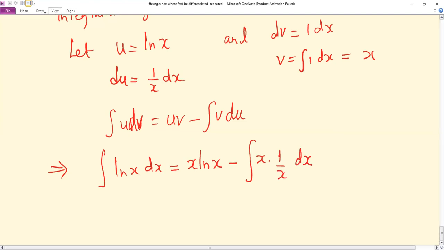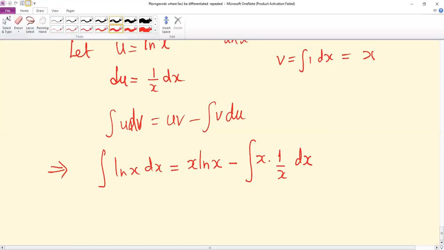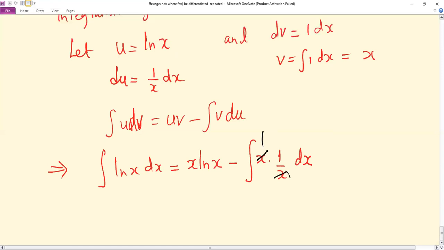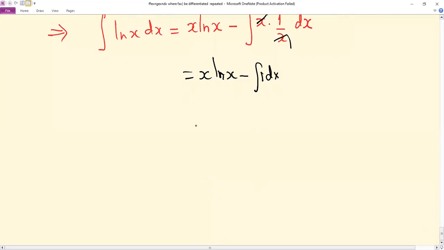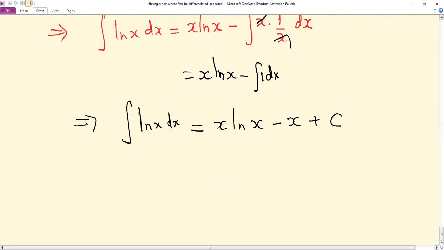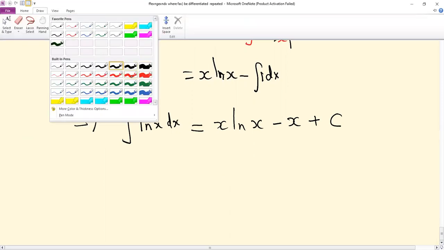And this simplifies to, you see this will be 1, this will be 1, so we'll have x ln of x minus integral of just dx, or 1 dx. And integrating 1, we get x, so it'll be x ln of x minus x plus constant of integration. So this is the value of the integral of ln of x. That is the solution to the first problem.